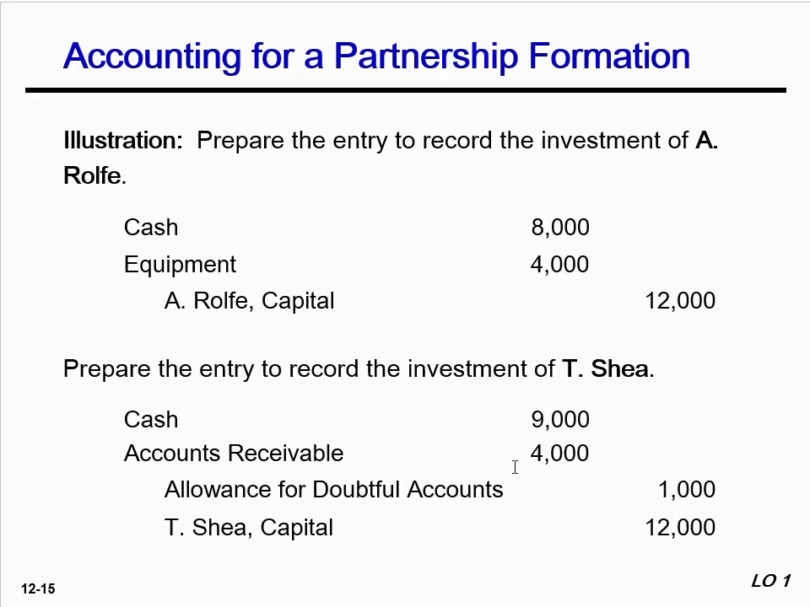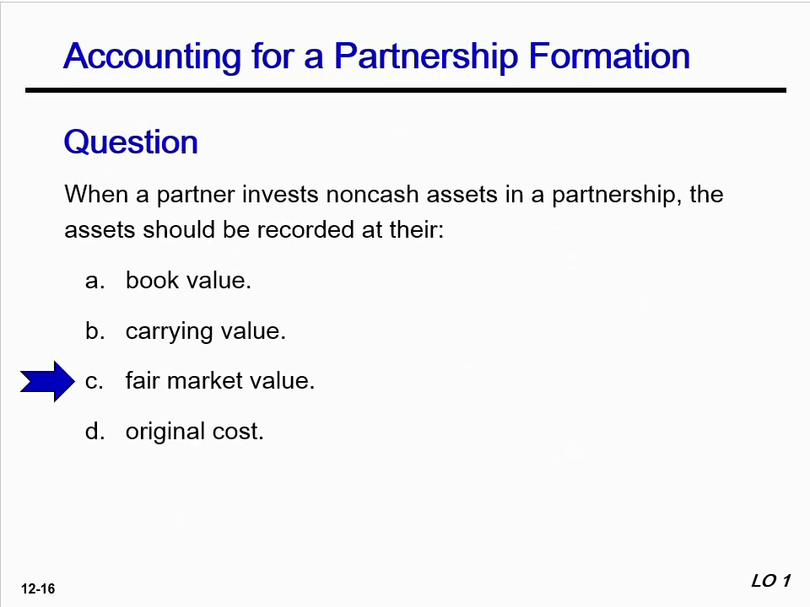So when you net them off, 9,000 plus 4,000 is 13,000. We have already 1,000 on the credit side, so remaining is 12,000. So his capital is 12,000. So I just gave you the rule of how you record the non-cash assets. We record them at their fair value.